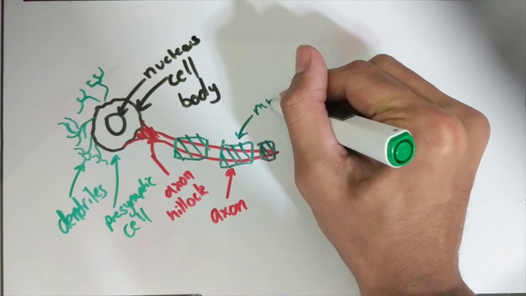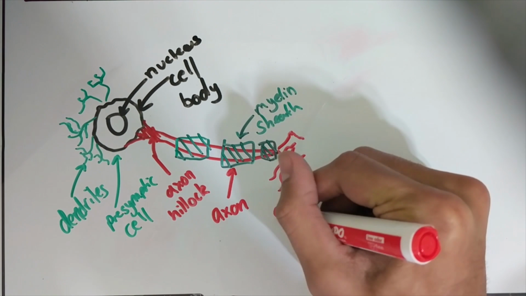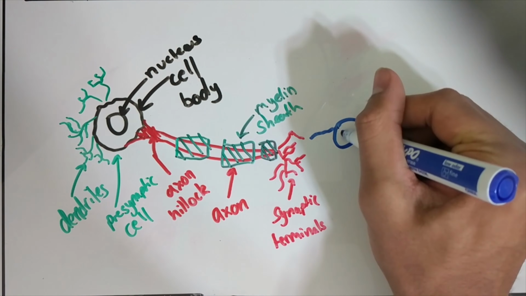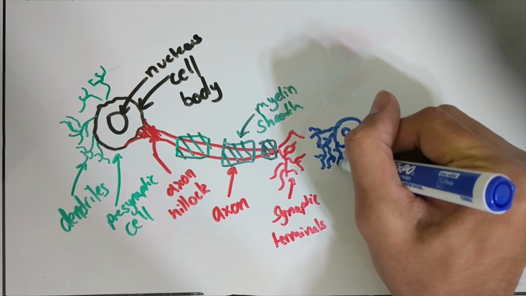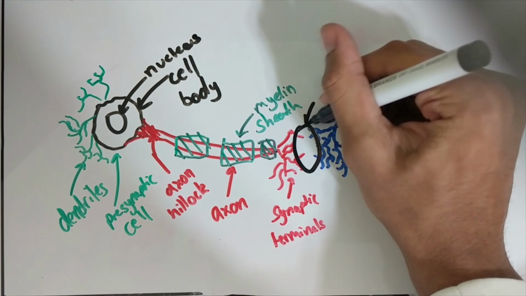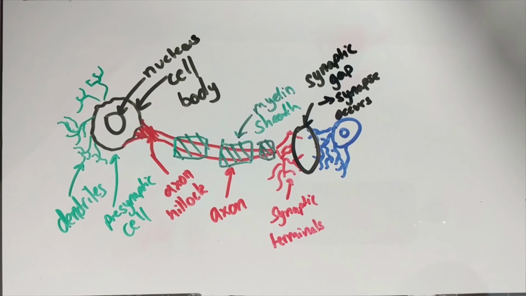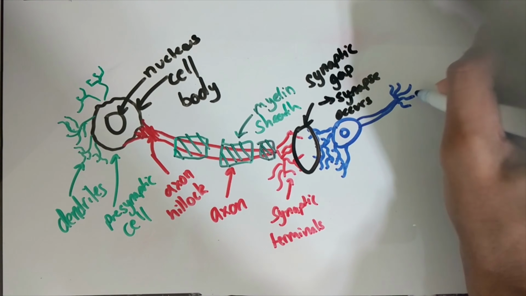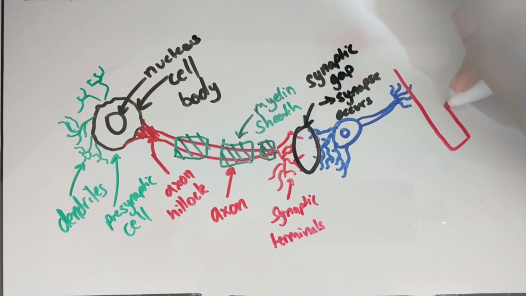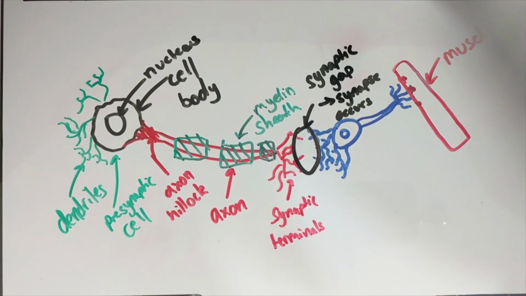The signal travels down this axon until it reaches the synaptic terminals. So now at the terminals, the neurotransmitter is exocytosed at the synaptic gap between the terminals and the next neuron's dendrites in the form of a synapse. And then this process continues down the postsynaptic cell until the signal reaches a motor neuron connected to a muscle cell, which then triggers a response such as a contraction.